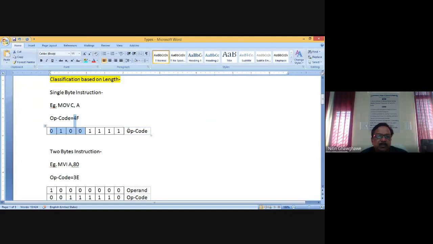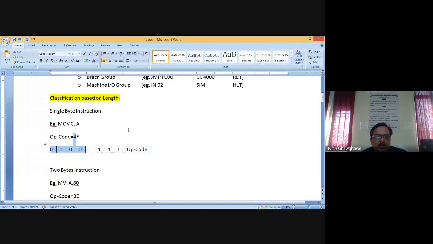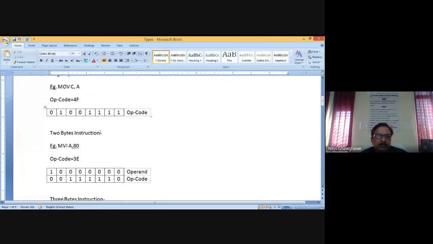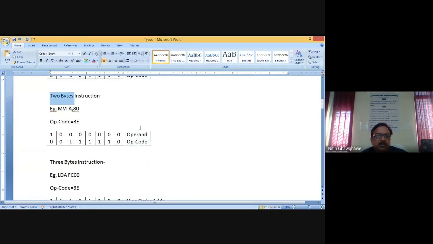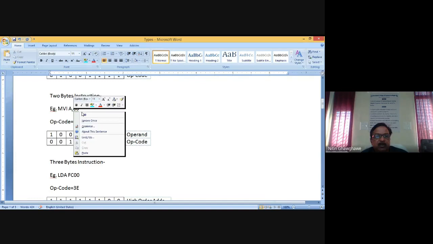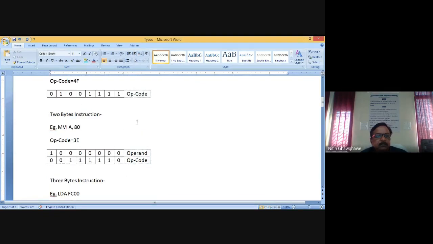So in this way, this instruction will consist of only the opcode. Coming to 2-byte instructions. As the name indicates, this instruction will require 2 bytes to get stored. In the memory, 2 bytes will be required. An example is MVI A, 80. You can see over here the pattern of this instruction. The first byte will hold the opcode, and the second byte will hold the operand. Whatever the operand in the instruction is, that will be held by the second byte.